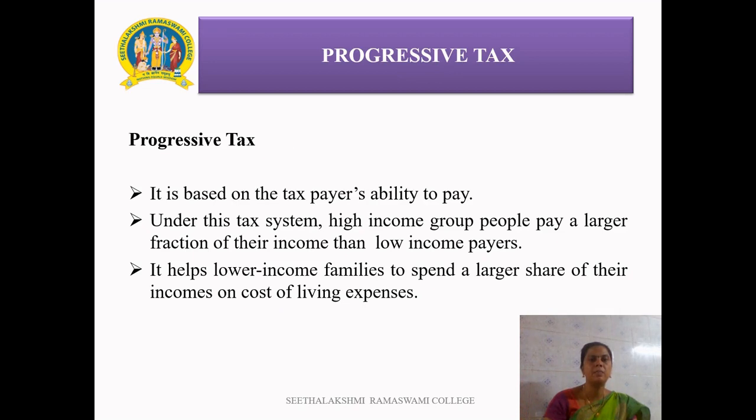Progressive tax. It is based on the taxpayer's ability to pay. Under this tax system, high income group people pay a larger fraction of their income than low-income taxpayers. It helps lower-income families to spend the largest share of their incomes on cost of living expenses.